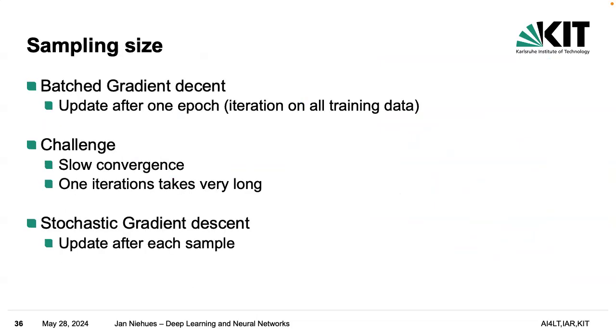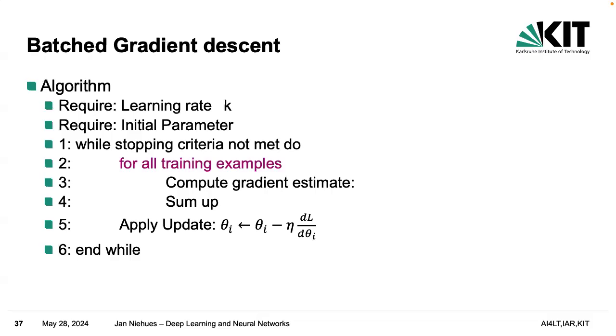And the other thing you can do is what is referred to as stochastic gradient descent. That is the other extreme. That means after each example you've seen, you're not storing the gradient, but you're directly doing your update. So if you're looking at the algorithm, what we had before is what is referred to as batch gradient descent. So we are doing all our examples.